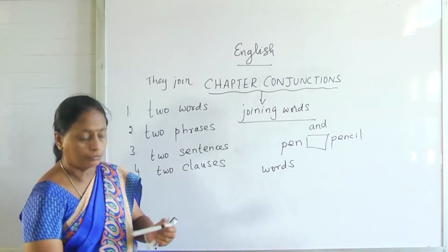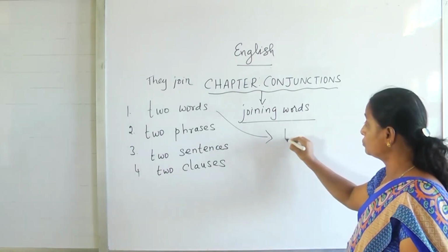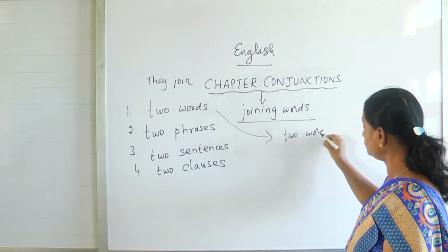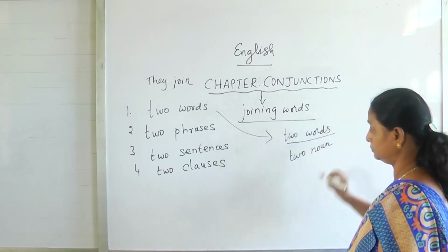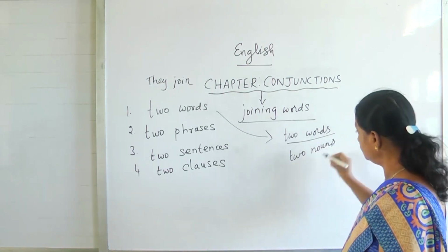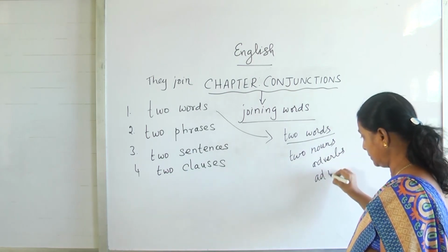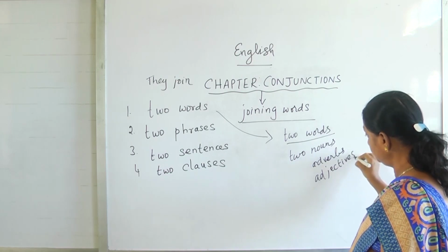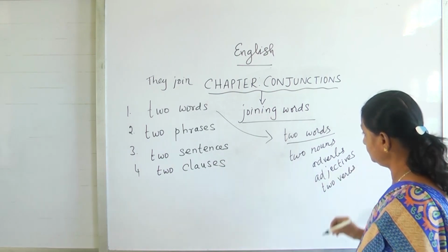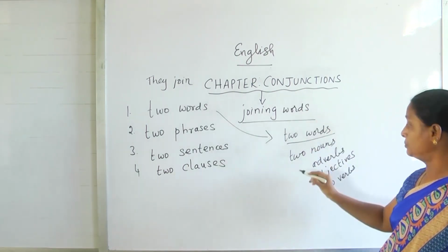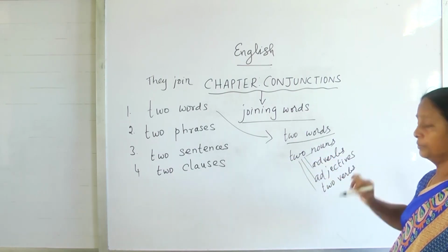Now, two words. Join two words means it may be two nouns. It may be two adverbs. It may be two adjectives. It may be two verbs. So, my conjunction may join two nouns, two adverbs, two adjectives, and two verbs.